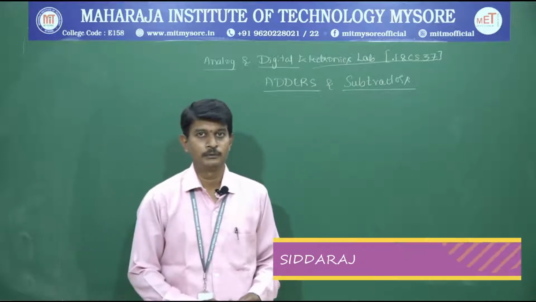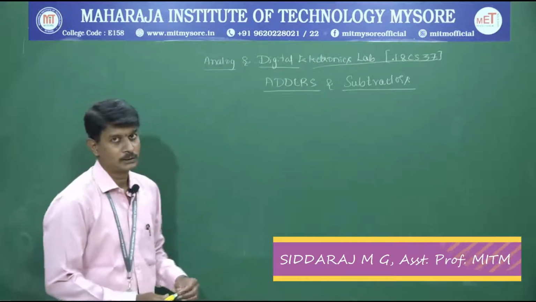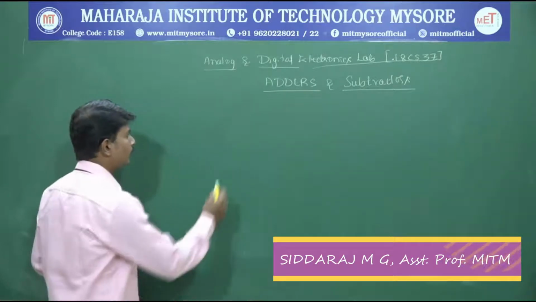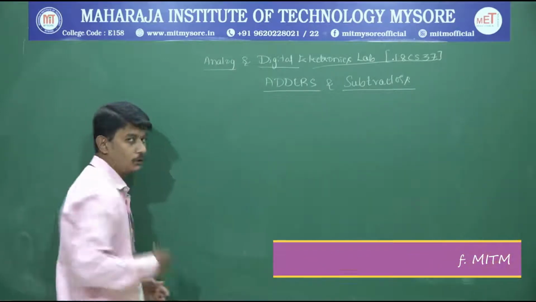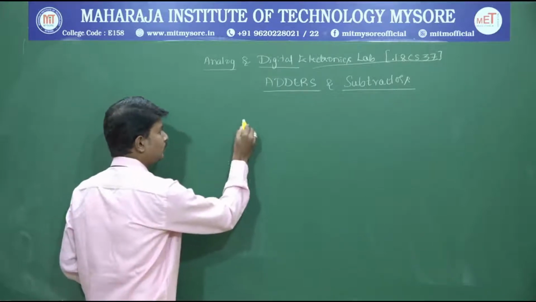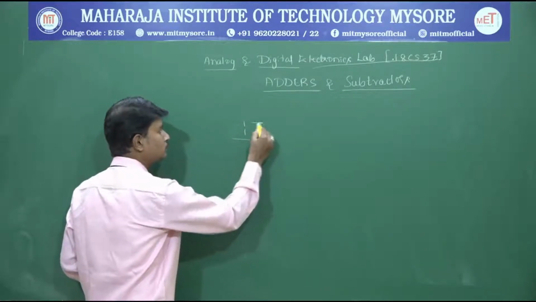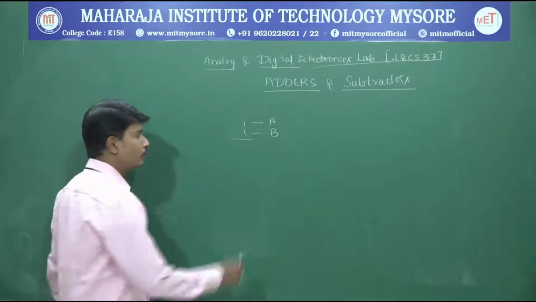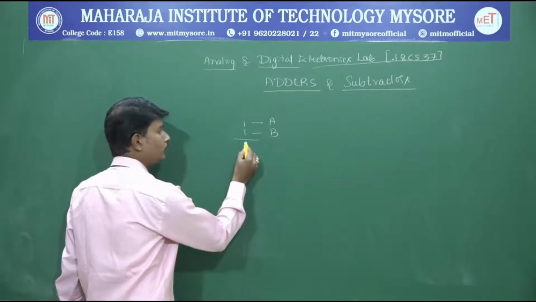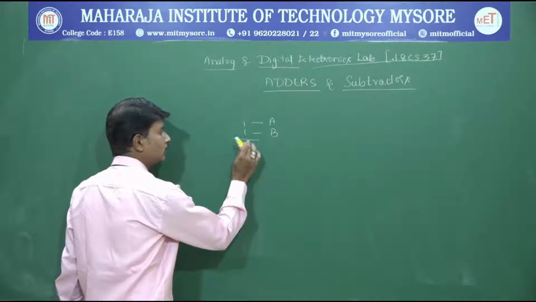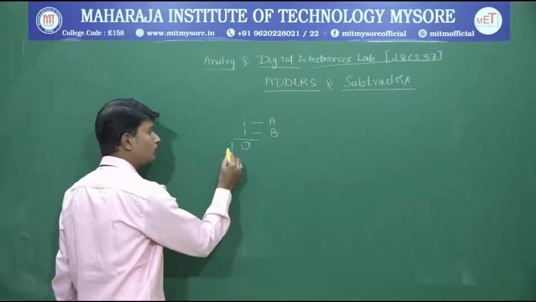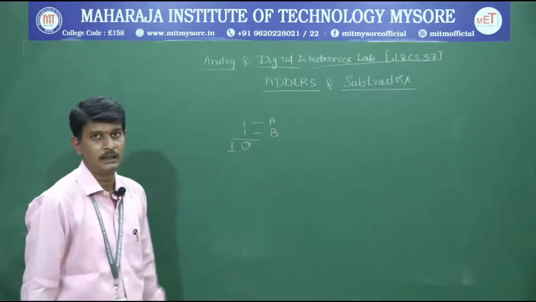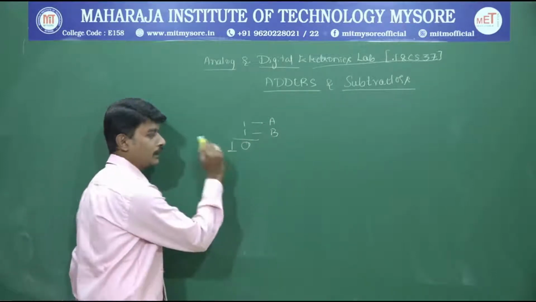In this session we are going to learn about adders and subtractors, which is part of your digital experiment. If we want to add two variables, let's say 1 and 1, these are the two variables that we are going to add. Let's name them A and B, and we are going to produce a result which is a sum 0, and one more bit will be generated upon the addition of these two variables A and B, that is nothing but a carry output.